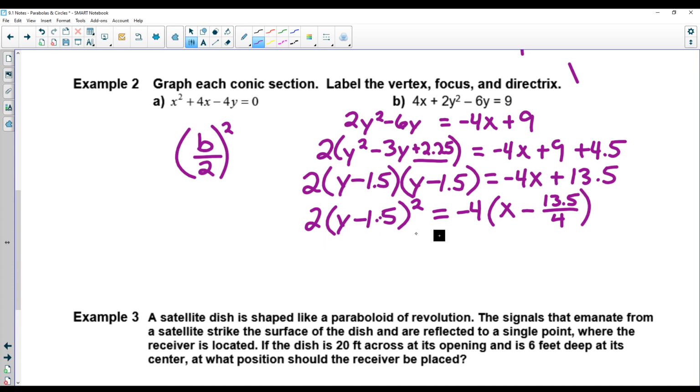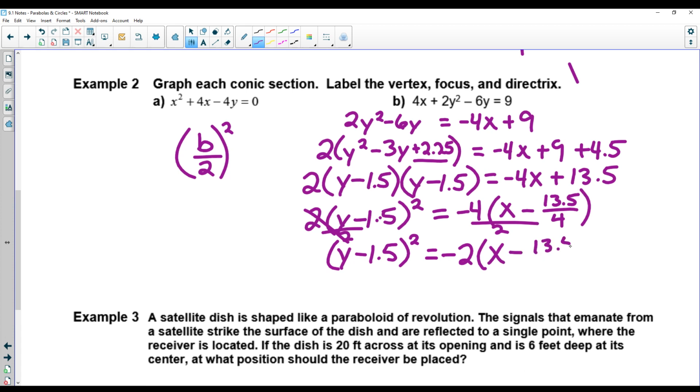And then I'm going to divide everything by 2 because I don't want the 2 on the squared side. So I'm going to divide this whole side by 2, as I did this side here. It cancels over here, and I would get negative 2 outside of x minus whatever the heck 13.5 divided by 4 is.